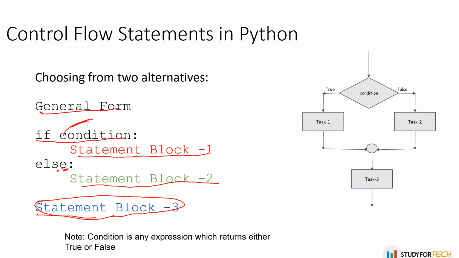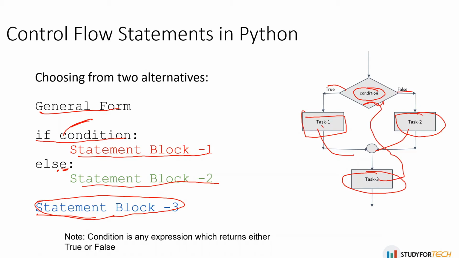That means if this condition is satisfied, that means it is returning true, then this task will be executed. If it is false, then task 2 will be executed, and at the end, in both directions, task 3 would be executed. So task 3 is independent of this particular condition. It is not controlled by this condition. But here you can see either task 1 or task 2, any one of them will be executed, not both at the same time.